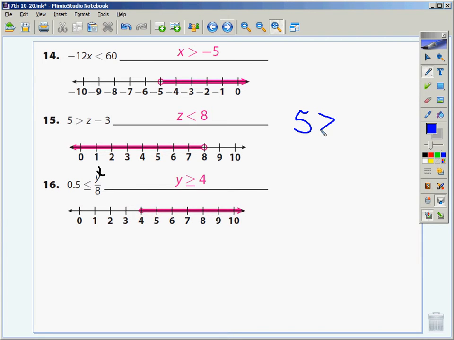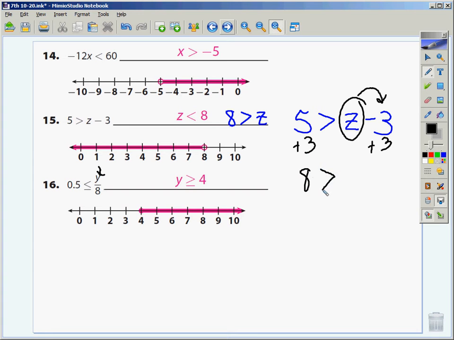Number 15 says this. 5 is greater than z minus 3. Again, this one could have been written 8 is greater than z. Notice if I flipped the numbers around, what did I also do with the inequality? I flipped it. And the reason I might want to think of it that way is when I went to get this z by itself here, how did I get rid of this negative 3? How do I get rid of subtraction? I don't have to flip the inequality. This becomes 8, and this becomes my z.